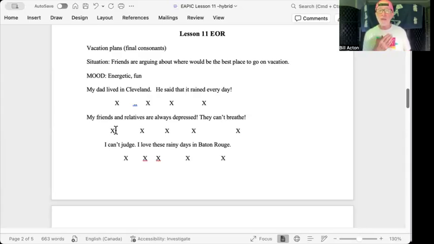If you go back to that line, my dad lived in Cleveland and he said that it rained every day. You do it that way as well. Remember too how you practice these. We do these. So my dad lived in Cleveland and he said that it rained every day. So do it first with the lengthening, pushing, and then do the Tai Chi like we often do. So my dad lived in Cleveland. He said that it rained every day.